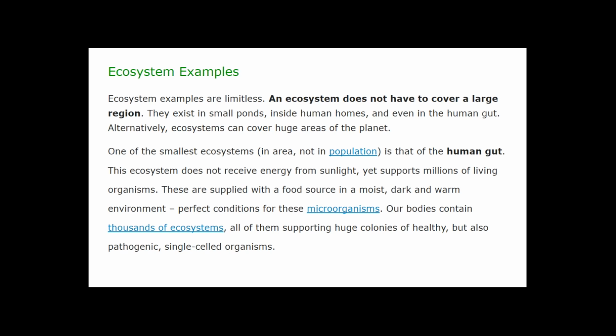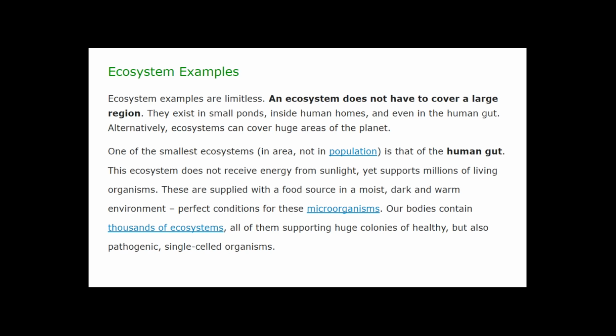One of the smallest ecosystems, that is in terms of area and not in terms of population, is the human gut. In fact, the human gut contains millions and millions of microbes. So in terms of population, it's very large. This ecosystem does not receive any energy from the sunlight, yet it supports millions of living organisms. But the energy, of course, comes from the person eating food.